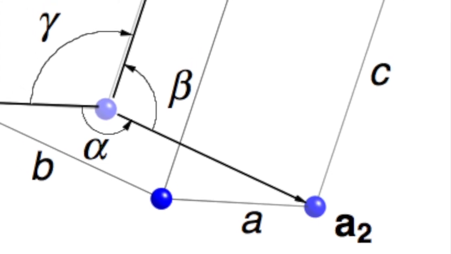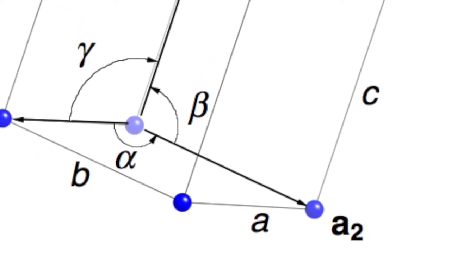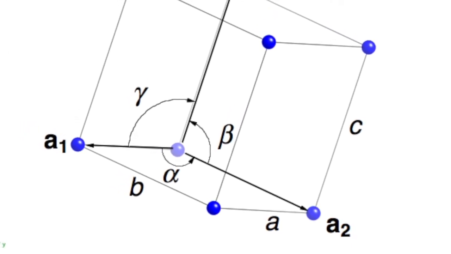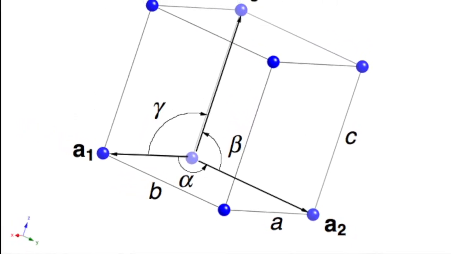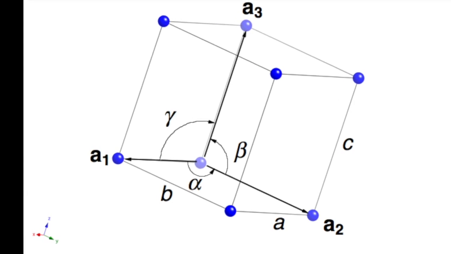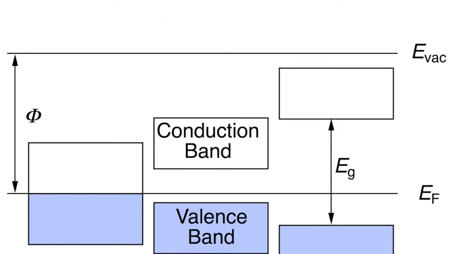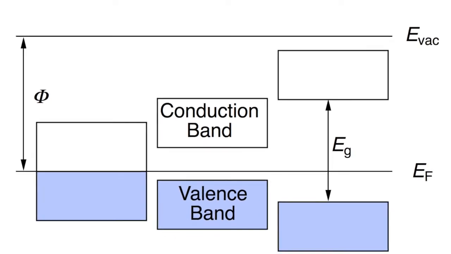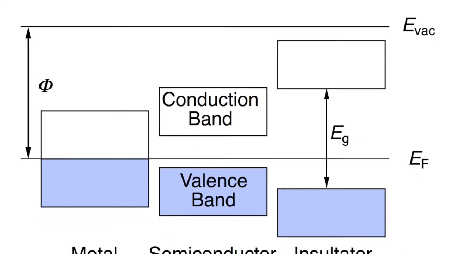Crystalline solids exhibit both short-range and long-range order, as described by the unit cell, shown here, with side lengths A, B, and C. The electronic structure of solids is represented by what we call the band structure.